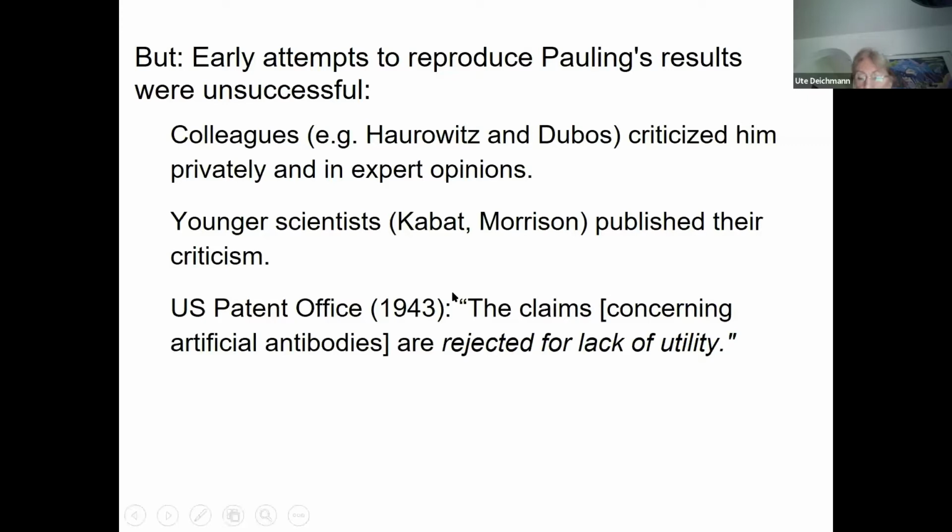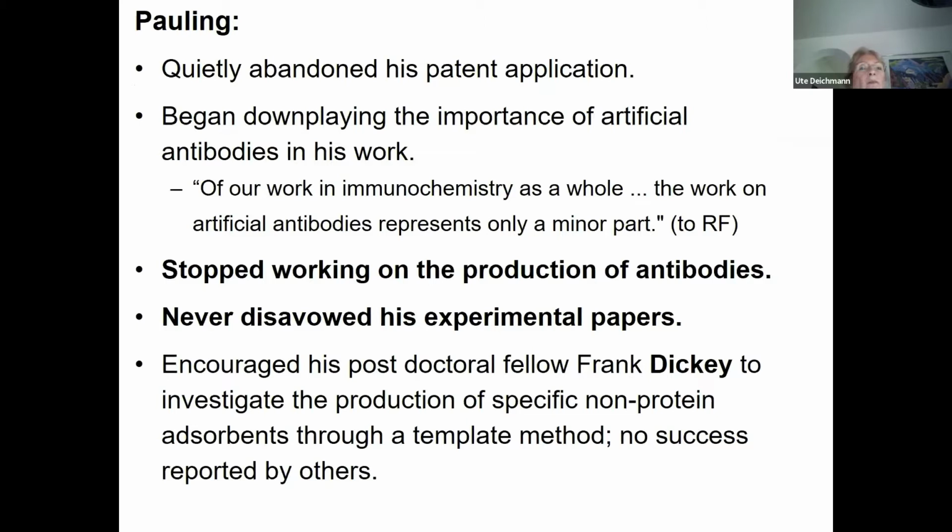Pauling's own attitude was to become silent. He abandoned his patent application. He began downplaying the importance of artificial antibodies in his work and stopped working on the production of antibodies. But he never disavowed his experimental papers, not to speak of retracting them, but retraction was not so common at this time yet. And he also encouraged his postdoc, Frank Dickey, to investigate the production of specific non-protein adsorbents through a template method. And here again, in the first years at least, no success was reported by others.